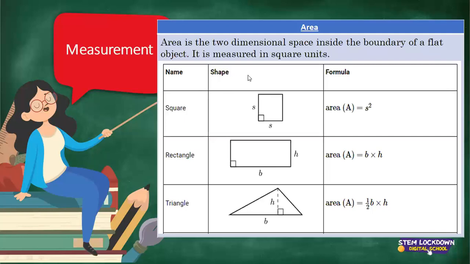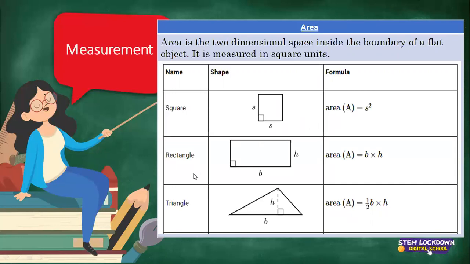First of all, we look at the square. This is the shape of a square. It has equal sides, all sides are equal, so we name it side. This side equals this side, and this side equals this side. Find the area of a square. The area of a square is side squared. A equals x squared, side squared.